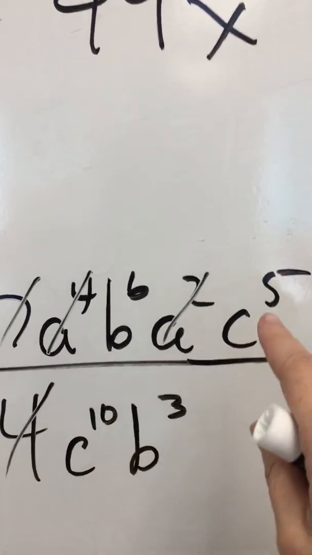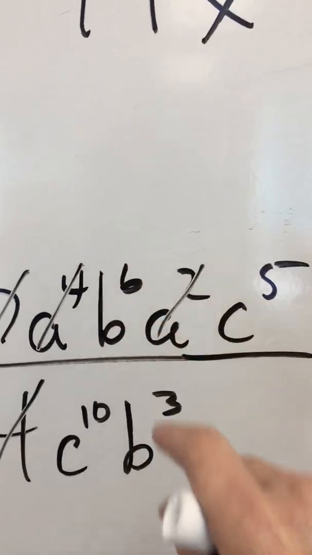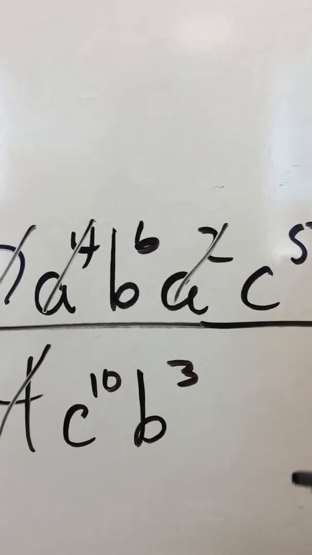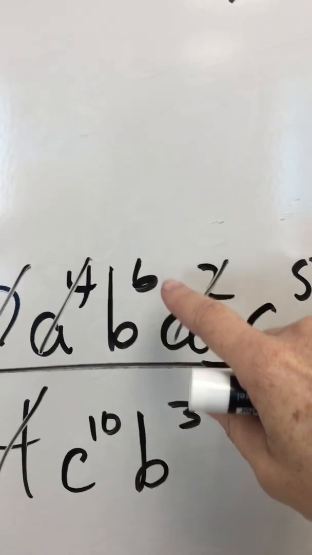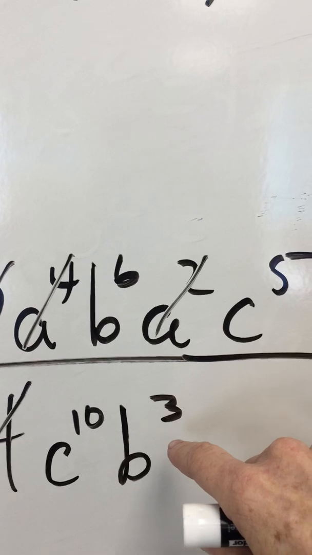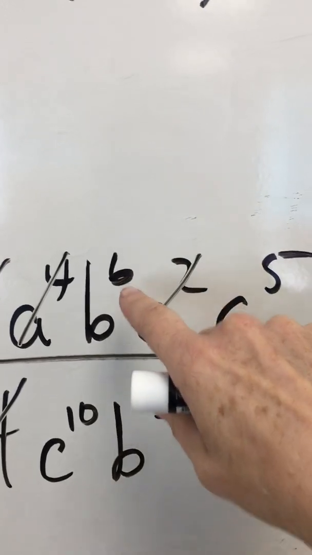Now, I have a C on top and a C on bottom and a B on top and a B on bottom. So this is division. So let's do, I don't know, you want to do B's first? We'll do B first. I'll do them in order A, B, C. So it doesn't matter what order you put them. I have 6 B's on top and 3 on bottom. So this is where they cancel each other out. 3 of these cancel out 3 of those.